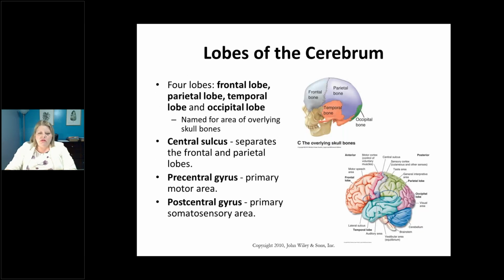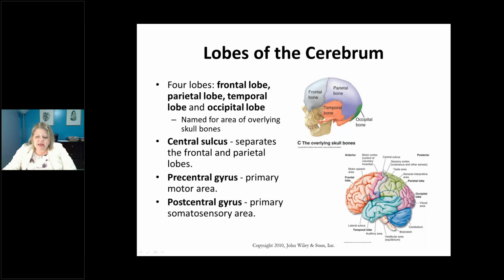There are four lobes of the cerebrum, and they're named for the area of overlying skull bones. So if you know your skull bones, you'll already know the lobes of the cerebrum. We have the frontal lobe, the parietal lobe, the temporal lobe, and the occipital lobe. Okay, and they are color coordinated in your diagrams to make it more simple, although the brain is all one color.